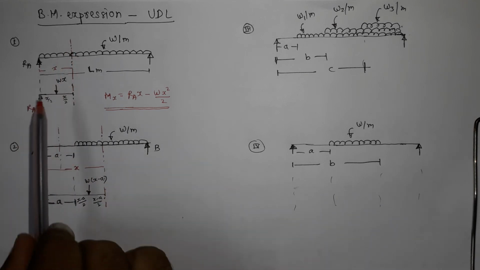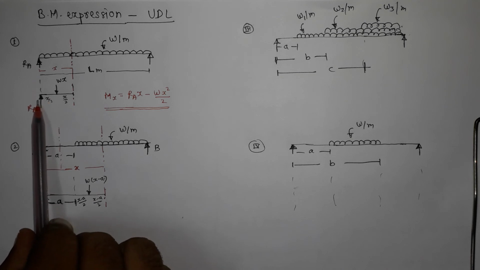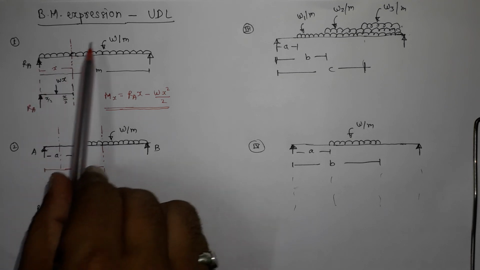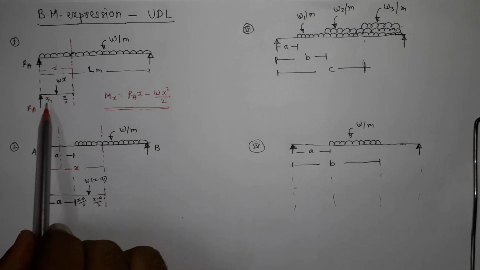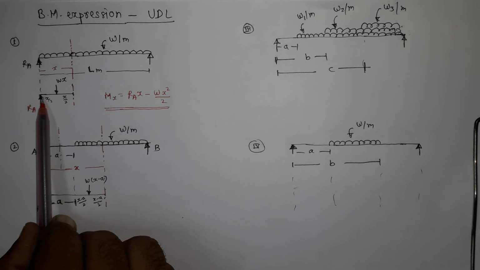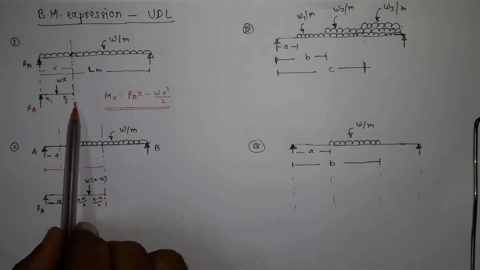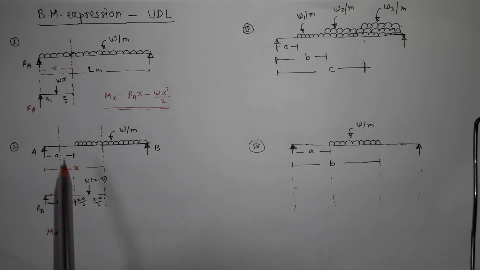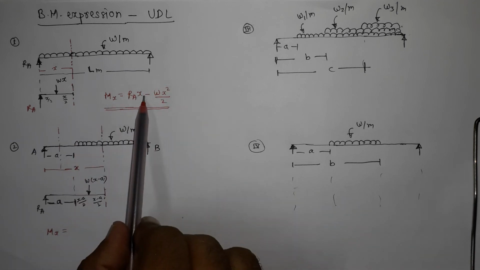The left part is like this, RA is acting upwards. Now the span is x, so its conversion will be W into x, acting at x by 2. If I take a moment over here, RA into x, this is the total distance, minus Wx into x by 2, that is minus Wx square by 2 will be the bending moment expression.